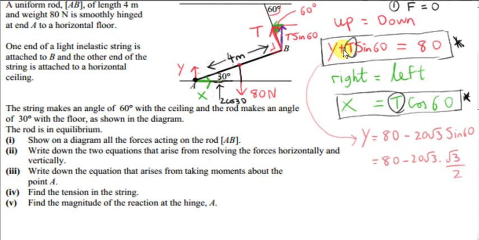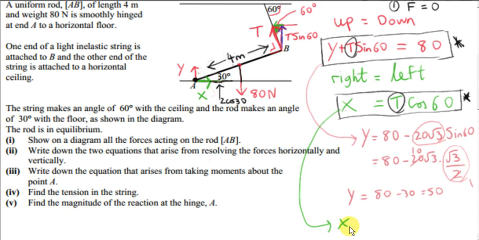Okay, so into this first equation I've plugged in T equals 20 root 3. So we bring the 20 root 3 sine 60 over, so we get 80 minus 20 root 3 sine 60. In surd form, sine 60 is root 3 over 2. So the 2 into 20 goes 10 times. So we've 80 minus 10 times 3. It's 80 minus 30, which is 50. So there's Y.